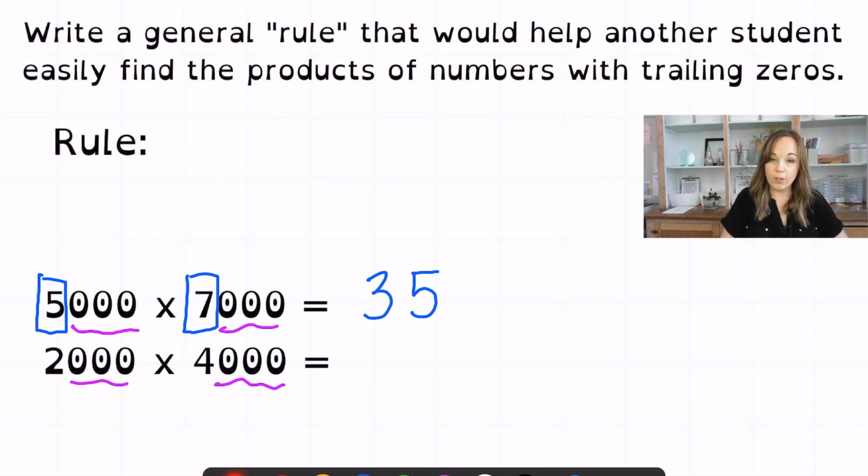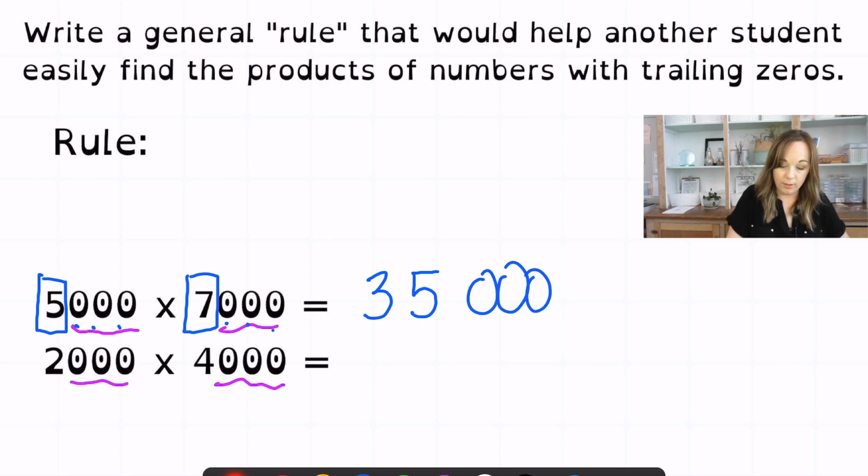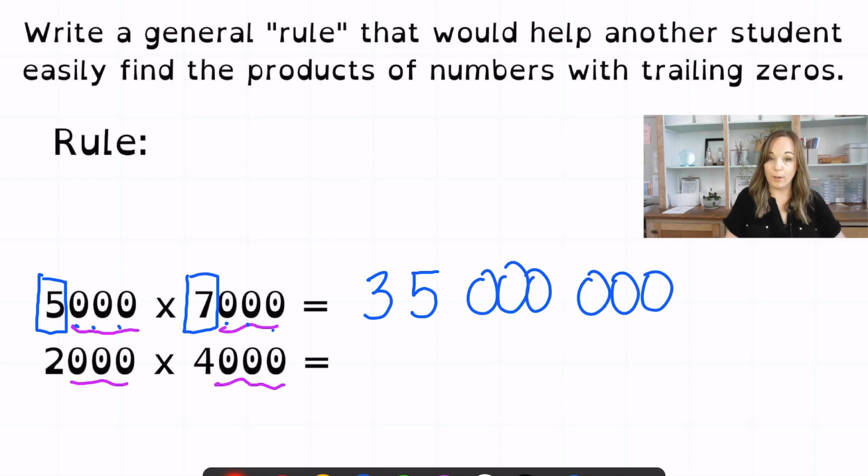Now to finish this product, we know we need to account for all of these trailing zeros, because that's not a 5, it's a 5,000. So the 1, 2, 3 zeros that push the 5 to the thousands position, and then the 4, 5, 6 more zeros that push the 7 to the thousands position, they need to be in the product. So I'm going to put all 6 of those zeros in my final product.